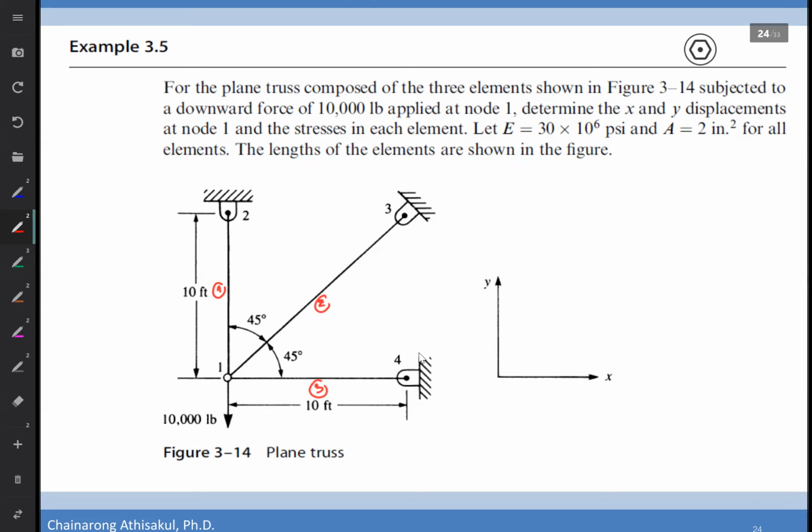For the truss problem, we normally solve the problem in the global coordinate system. This is maybe more convenient than solving through the local coordinate. According to this, we have to derive the element stiffness for each element in global coordinates.